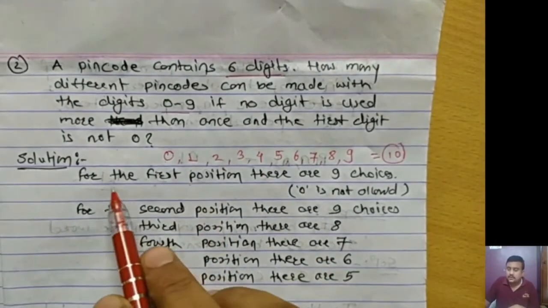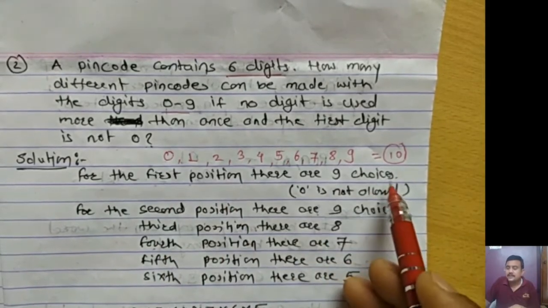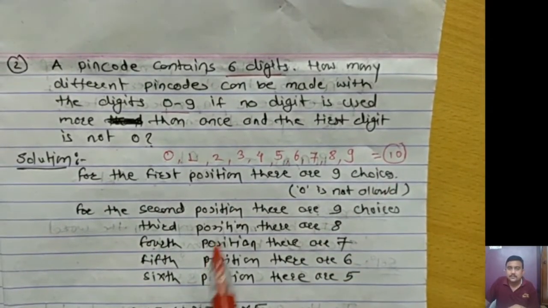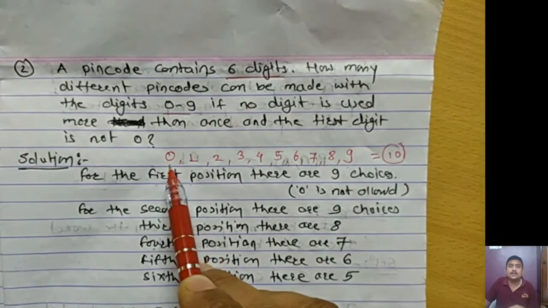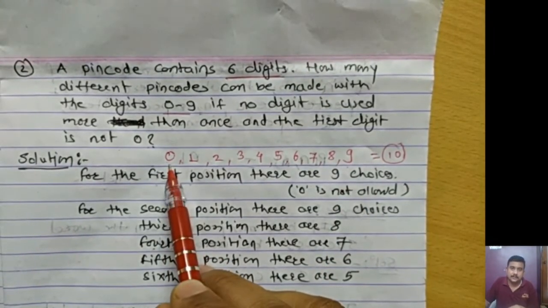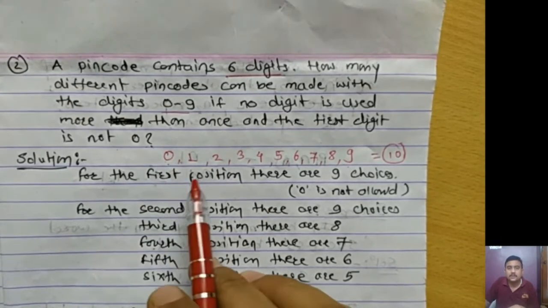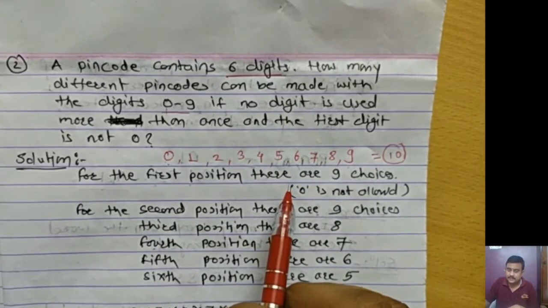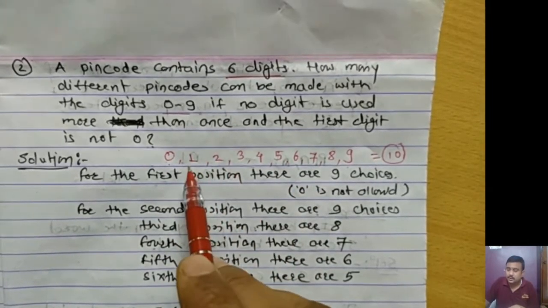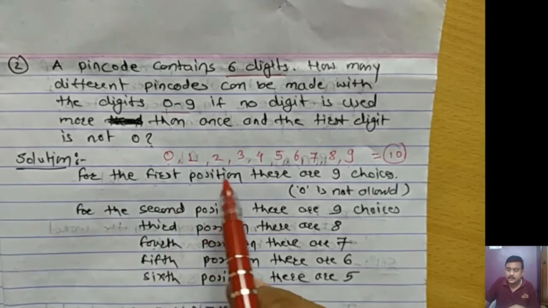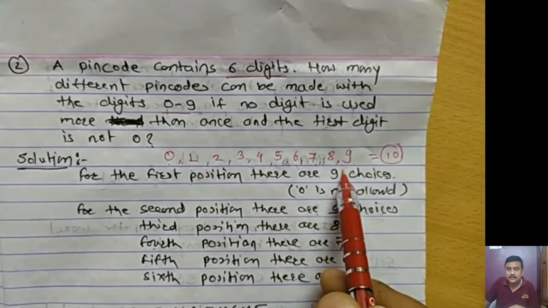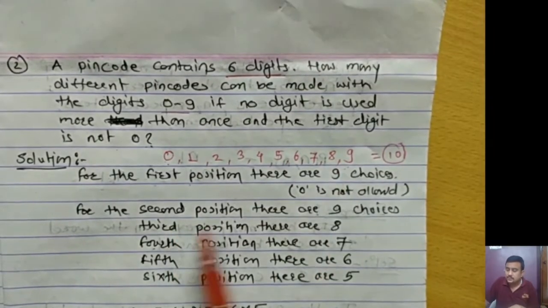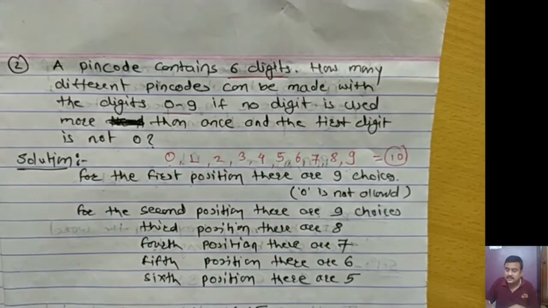Now, for the first position, there are 9 choices from 1 to 9. It is just because we cannot write 0 at the starting position. Because if we write 0 at the starting position, then the pin code will remain a 5-digit number. That's why for the first position, we cannot use 0. It means the remaining digits from 1 to 9 we can use. So for the first position only 9 digits can be used.